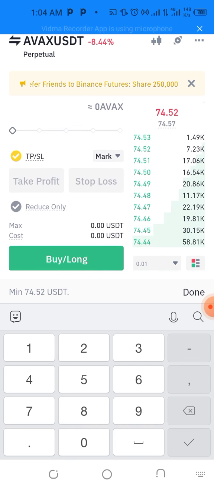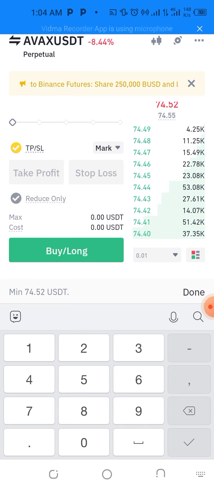and then here where you see TPSL. TP means take profit, SL means stop loss. Okay, usually when you're trading on futures, it's always advised you set a stop loss so that when the coin gets to that point, the market will execute and you won't lose much.